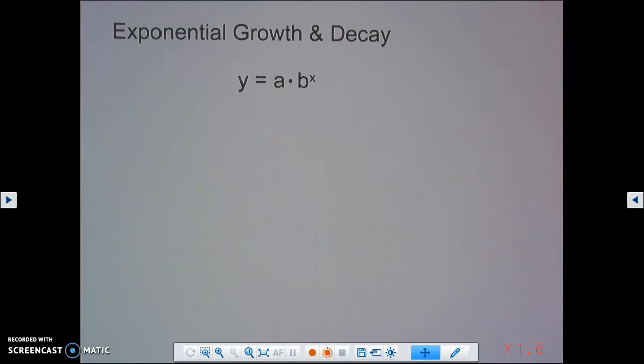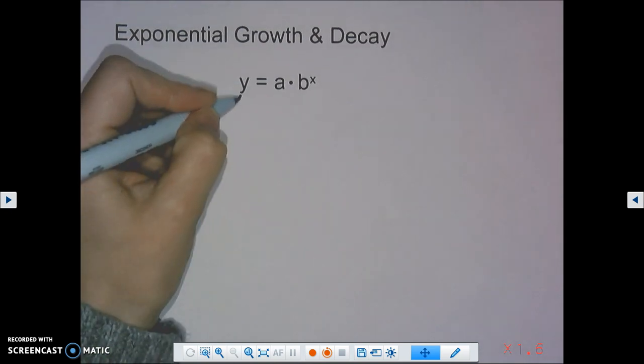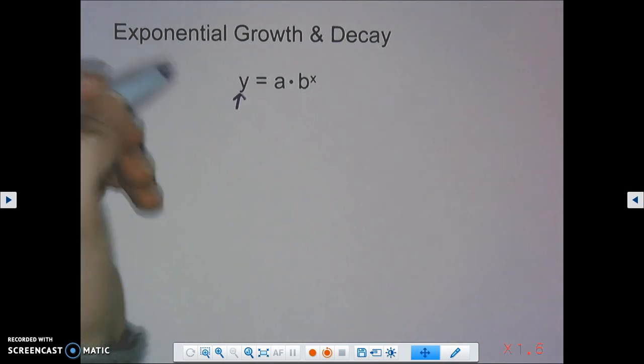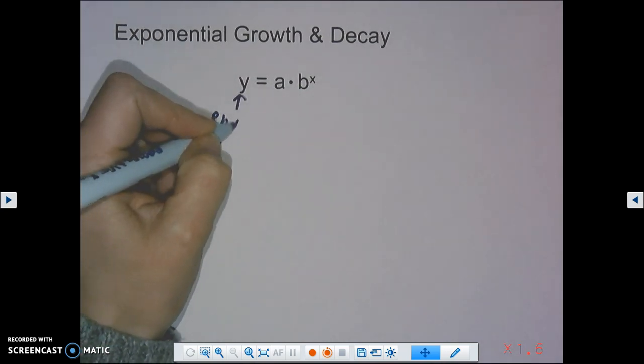We're going to be learning about exponential growth and decay questions, and these are using exponential equations. So our normal exponential equation was y equals a times b to the x power. And so we're going to use that here today, but each of these things is going to represent something different. So y, or it could also be f of x, is going to be our ending amount.